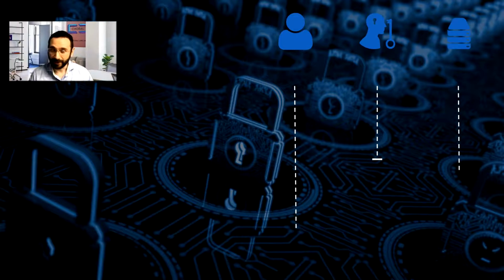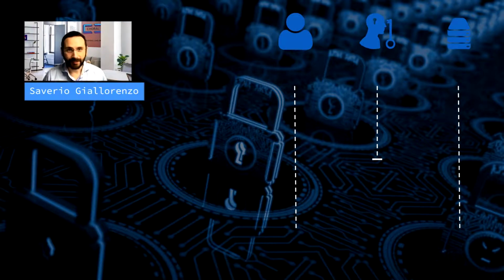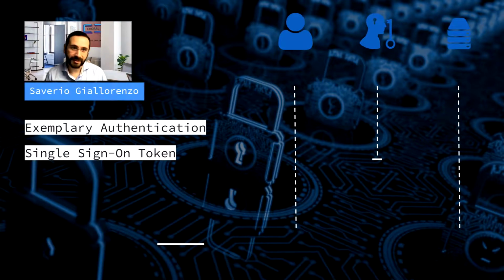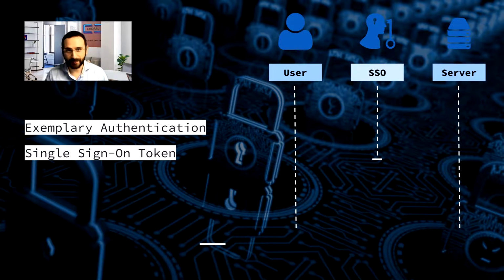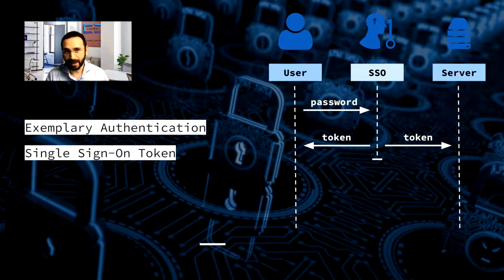Let's start with our running example. The sequence diagram on the slide represents a fragment of a single sign-on protocol where we find three participants or roles: a user, a single sign-on entity called SSO, and a server. The protocol starts with the user who sends its password to the SSO, and then assuming the password to be correct, the SSO authenticates the user and it sends to both the server and the user a token for later use.